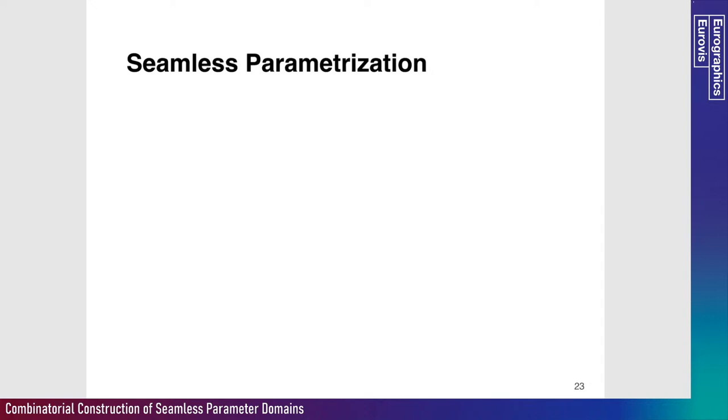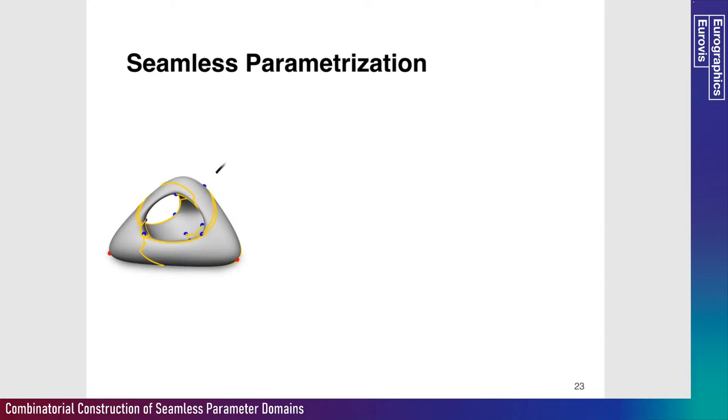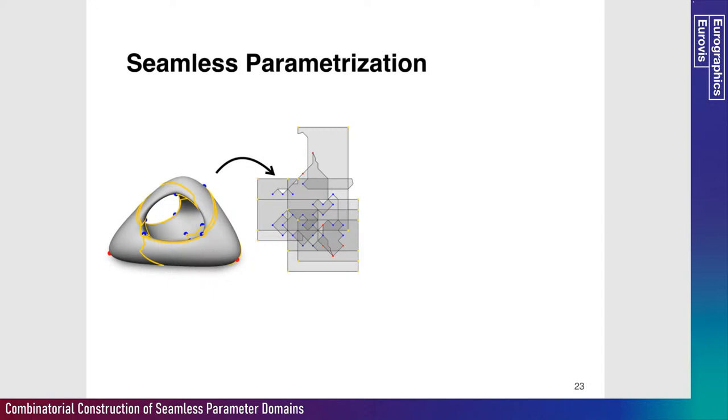So to finally take a look at the complete process, we are given some input model with prescribed singularities, red and blue here of different indices. Using a cut graph here in yellow, it is cut to disk topology. Using our combinatorial method just described, we construct a suitable seamless parameter domain. And then we bijectively map the cut input surface onto this domain. This can be done using previous methods, such as the one described by Weber and Zorin in locally injective parametrization with arbitrary fixed boundaries, essentially a generalization of Tutte embedding to self-overlapping domains.